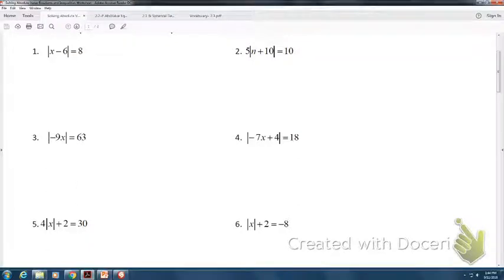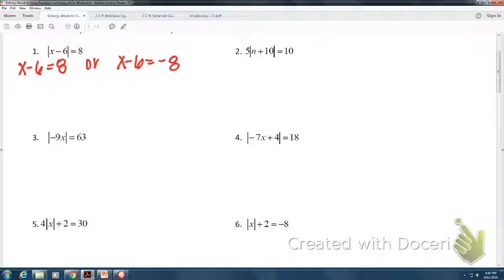Okay, for number 1, in order for this absolute value to be 8, don't give me what x equals right now. What could be inside this absolute value in order for it to be 8? Negative 8 or 8. Okay, so when we're solving absolute value equations, we have to break it apart into 2 separate equations. So you just told me x minus 6 could be 8, or x minus 6 could be negative 8. Every single time you have absolute value, you're always going to break it into 2 separate things.